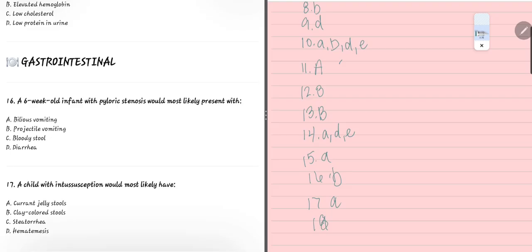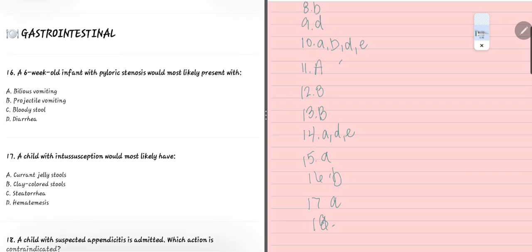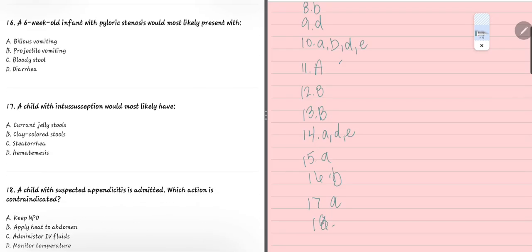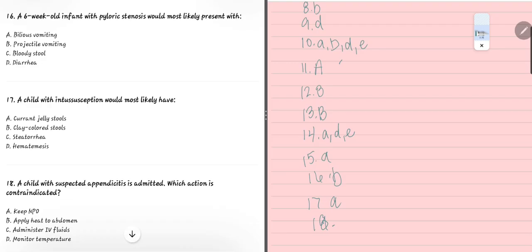Oh, that's 18. Okay. A child with suspected appendicitis is admitted. Which action is contraindicated? A. Keep NPO. B. Apply heat to abdomen. C. Administer IV fluids. D. Monitor temperature. And the answer is B.